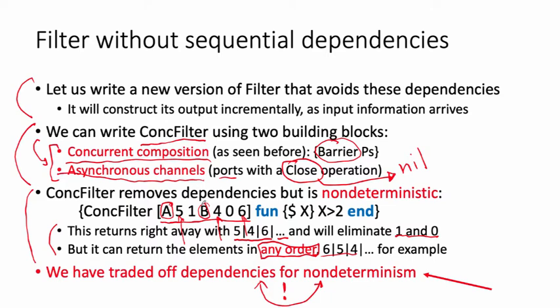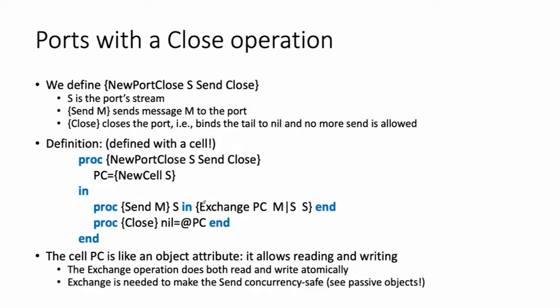Okay? So that's unavoidable. If we want filter to be deterministic, then we have to accept sequential dependencies. But in many cases, we may not care about the order. It's not important. And then we can remove dependencies. Okay? So in order to do that, we need to define ports with a close operation.